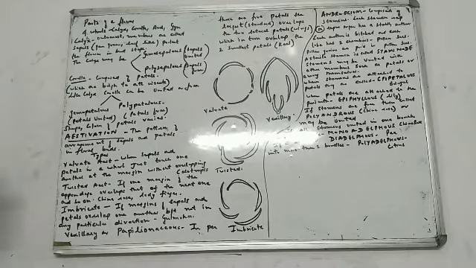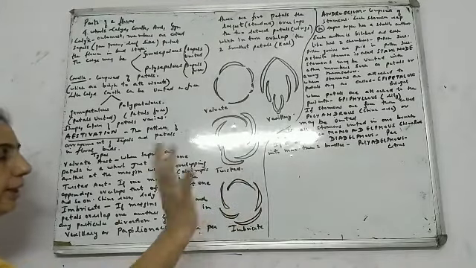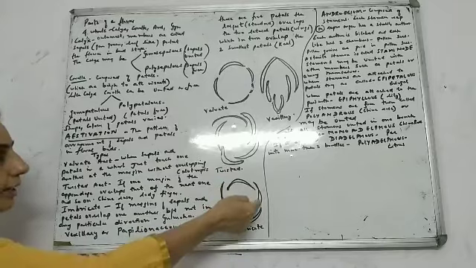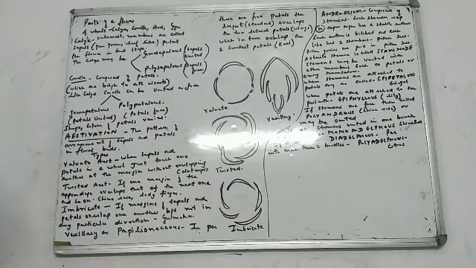Moving on to the third one, imbricate. I-M-B-R-I-C-A-T-E, imbricate estivation. What happens in this? If the margins of the sepals and the petals overlap one another, but not in any particular direction. See, there is overlapping, but there is no fixed direction. It's overlapping this side, this side, this side. Such kind of an estivation is known as imbricate. For example, you can see it very commonly in Gulmohar.